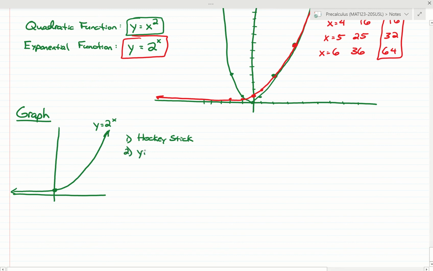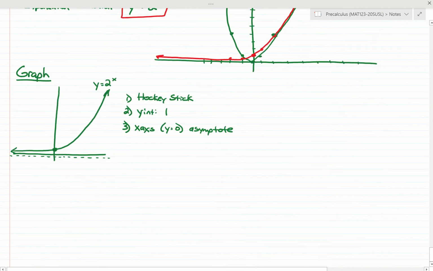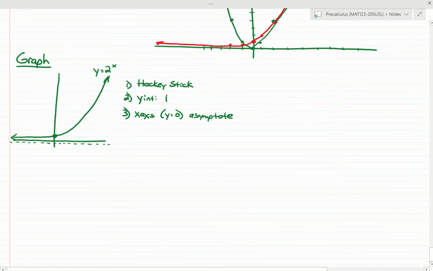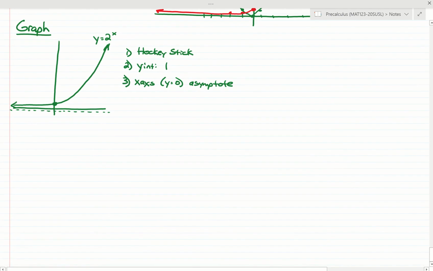Second thing I'd like you to remember is that the y-intercept is 1. Has to be, because if you put 0 in for x, anything to the 0 power is 1. And then the third thing is that the x-axis, or y equals 0, is an asymptote. The graph will never cross this line. You can't raise 2 to a power to get a negative answer. Okay, so that's our graph. And let's talk about something a little bit different, and then we'll talk about transforming these graphs.